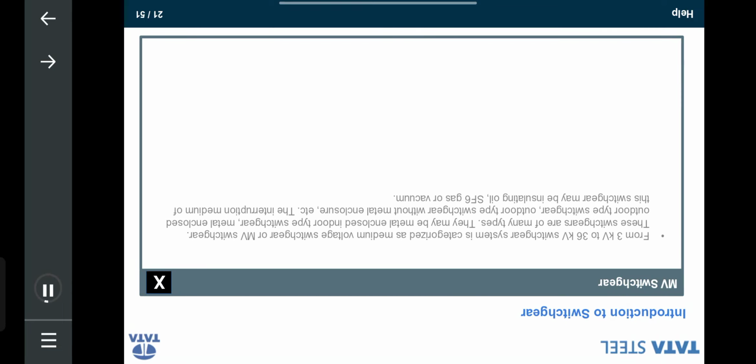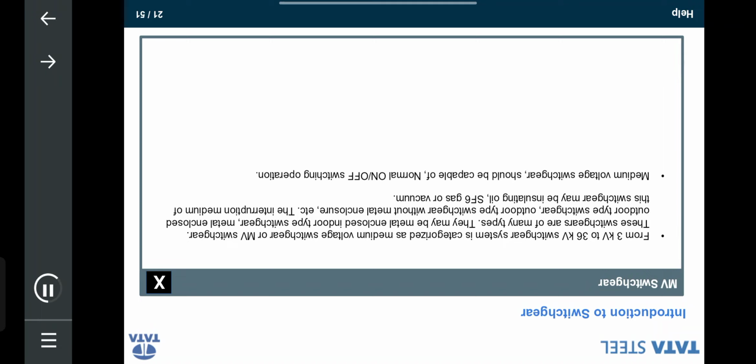MV switchgear. From 3 kV to 36 kV, a switchgear system is categorized as medium voltage switchgear or MV switchgear. These switchgears are of many types. They may be metal enclosed indoor type, metal enclosed outdoor type, outdoor type without metal enclosure, etc. The interruption medium of this switchgear may be insulating oil, SF6 gas, or vacuum.